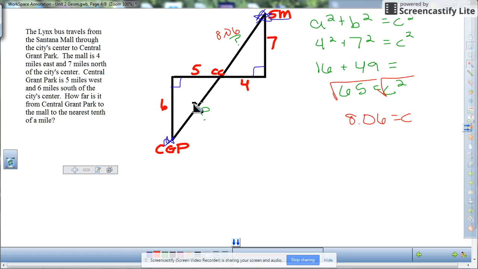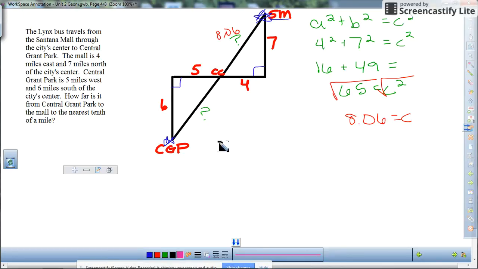So now we need to find the length of this other section. So using the Pythagorean theorem again, a squared plus b squared is equal to c squared. And again, a and b represent the legs. Those are the sides that make up the 90-degree angle. So my legs for this right triangle are 5 and 6.